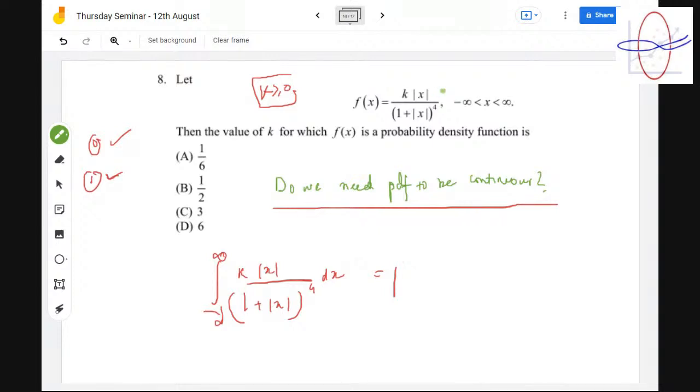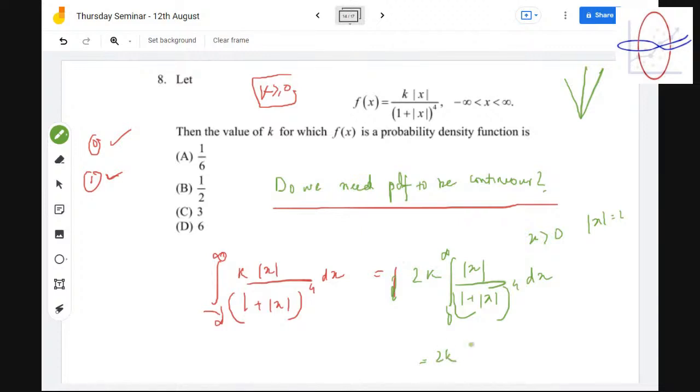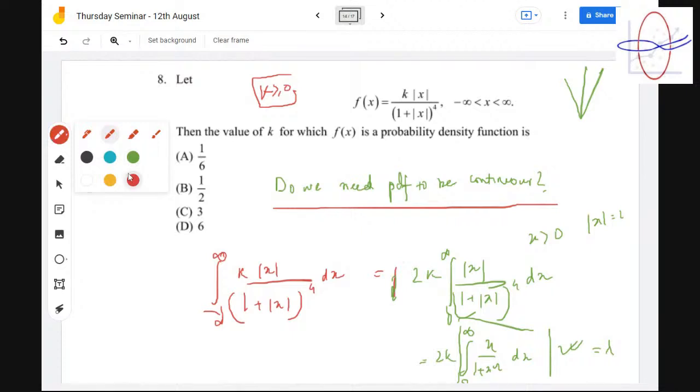You understand it's a symmetric distribution. Mod x is an even function. So we can write it as twice k, integral from 0 to infinity of mod x by (1 plus mod x) to the power 4 dx. For x greater than 0, mod x is x. So you can write it as 2k times the integral from 0 to infinity of x by (1 plus x) to the power 4 dx. You can find it by integration and get some value lambda, and find k from there. It's a very easy integration problem, but the main idea was this even function idea. It's a very easy problem, guys.